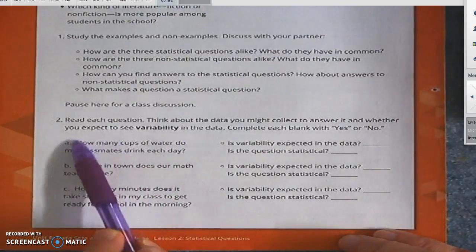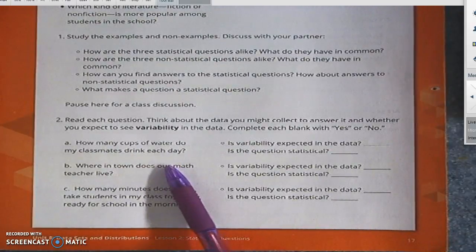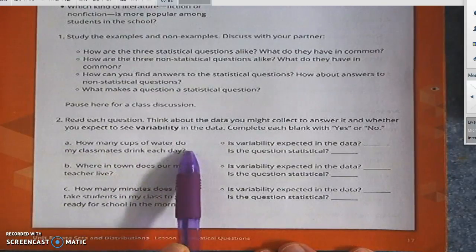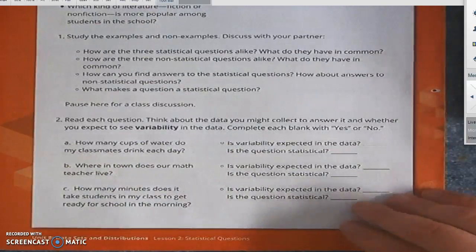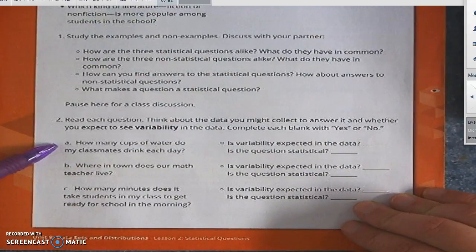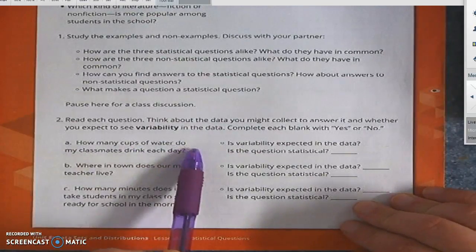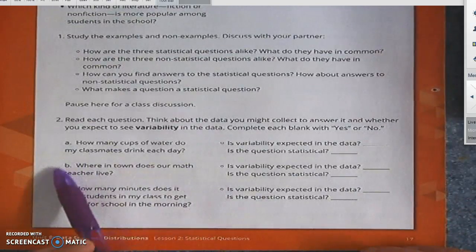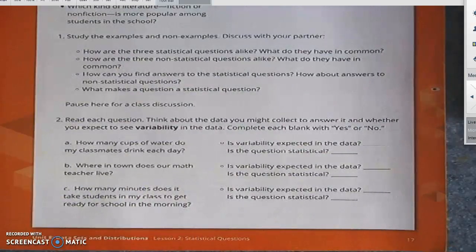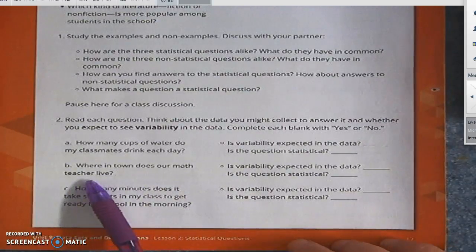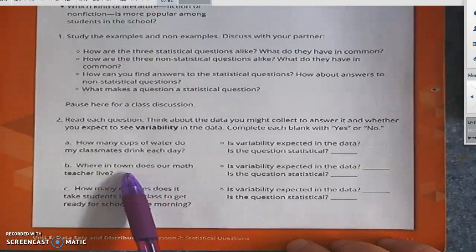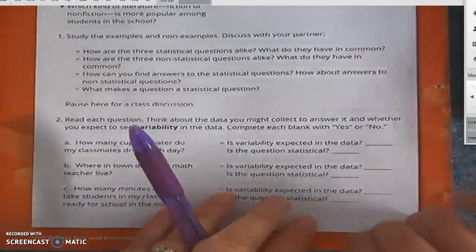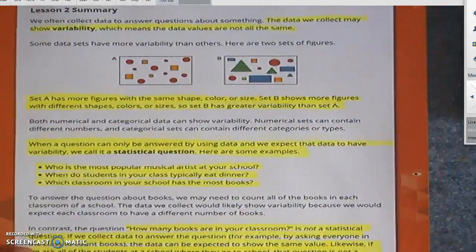So this would be a statistical question. How many cups of water do my classmates drink each day? Because we would have to survey a bunch of people and then report our data somehow. So we'd have to ask a bunch of people, how many cups of water do you drink each day? And we would expect variability because not every kid drinks the same amount of water. This question would not be statistical. Where in town does our math teacher live? Because there's going to be no variability. You guys all have me as a math teacher, and it doesn't matter who you ask, it's not going to change where I live. Okay, so then this summary had a whole lot of stuff in it.